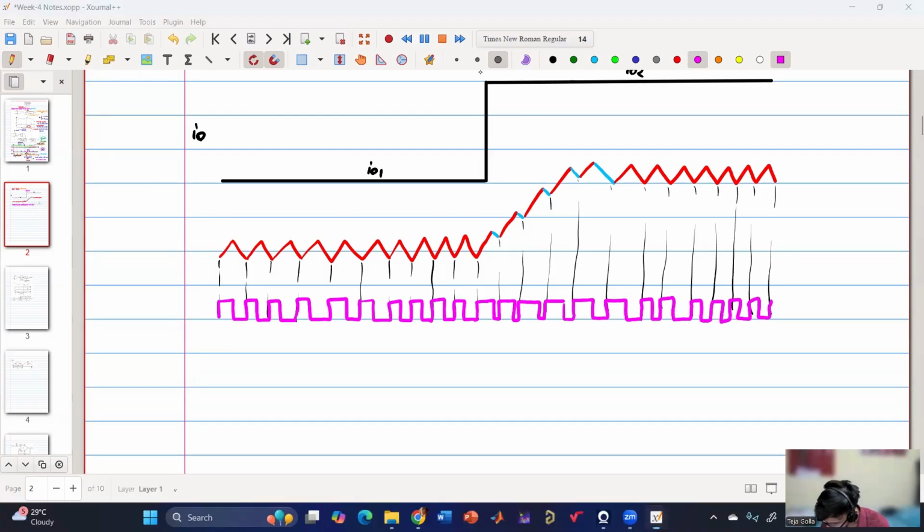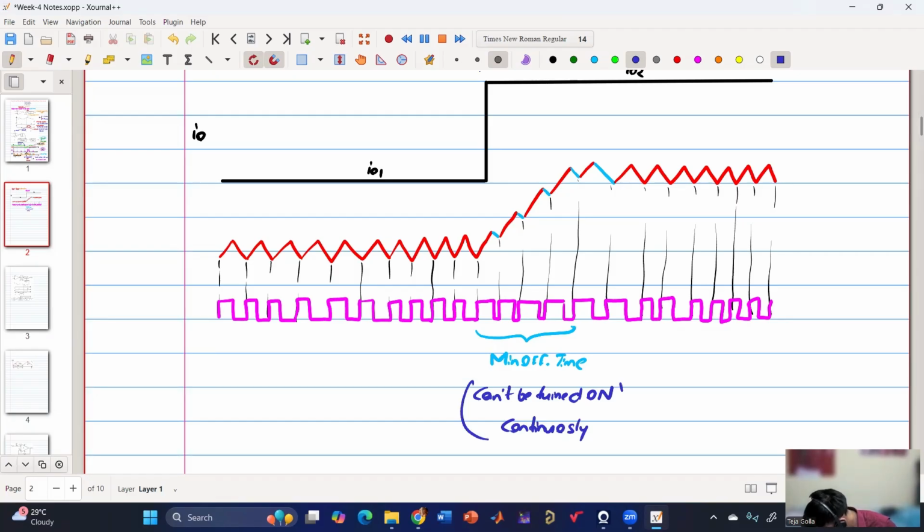So during this region, minimum off time is there. Because of this minimum off time, it cannot turn on continuously. It can't be turned on continuously. So it will have some effect on the step up response. During this region, the switching frequency will increase. However, this minimum off time will put a limit on the on time, so it cannot be turned on forever.